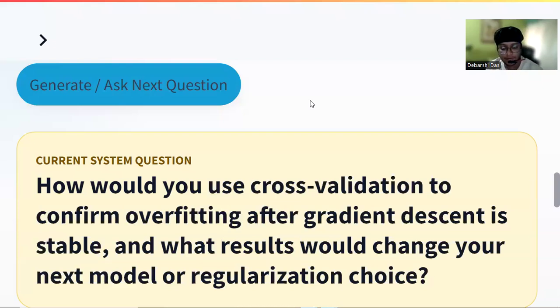I would feed the model some unseen data to see if the validation results and the results on the new unseen data are similar, whether the model is predicting similar results or not. And what would this change in my next model? The model I would choose would be ReLU.